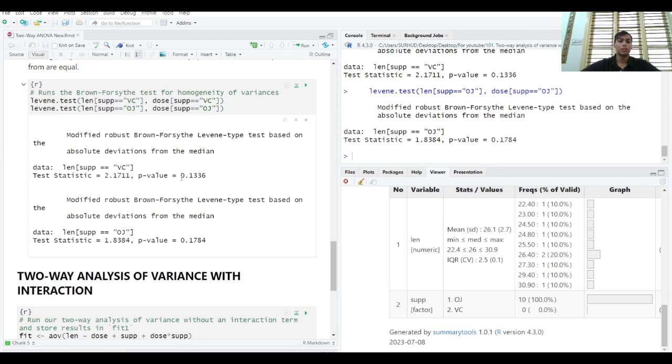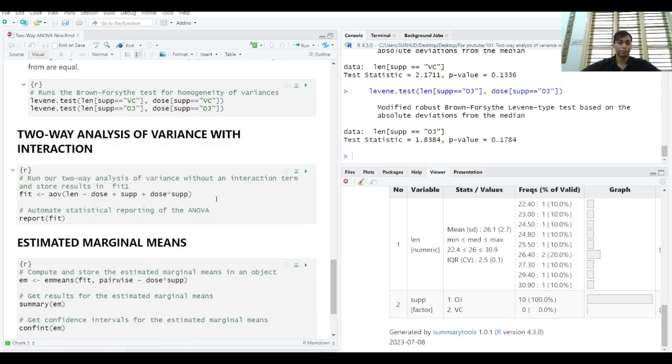And similar to the Shapiro-Wilk test, a significant p-value indicates that the variance of data is not homogeneous. That is, there is heterogeneity of variances. But in this case, p-values are not significant and there is homogeneity of variances in both the groups. So that is a good thing.